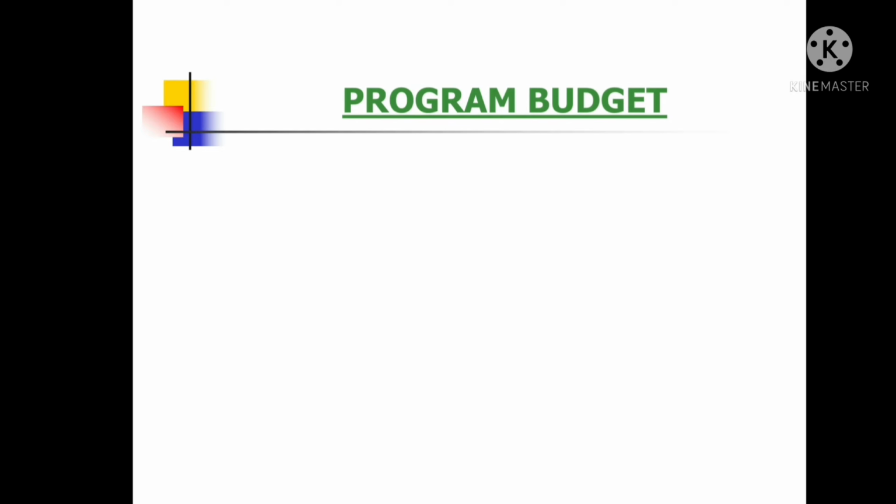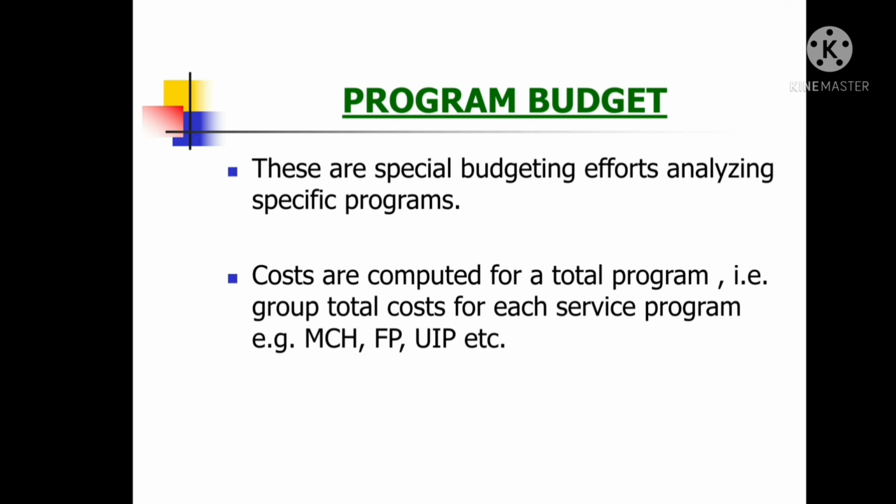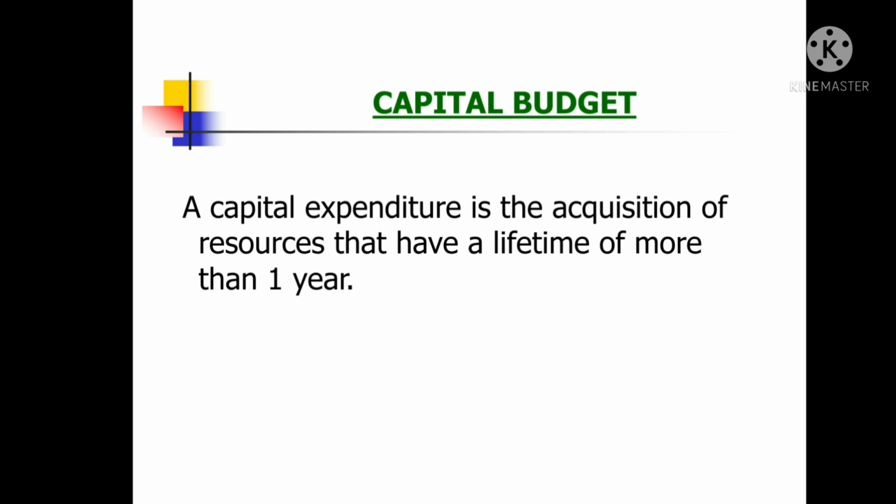Then comes the program budget. That's for a particular program, specific programs, how to budget that. Costs are computed for a total program, like MCH or different departments, or if we are conducting any special programs, family planning or whatever. Capital budget is beyond 1 year expenditure, especially for the construction of a new building or purchasing of costly machines like MRI or like that. Lifetime is more than 1 year.